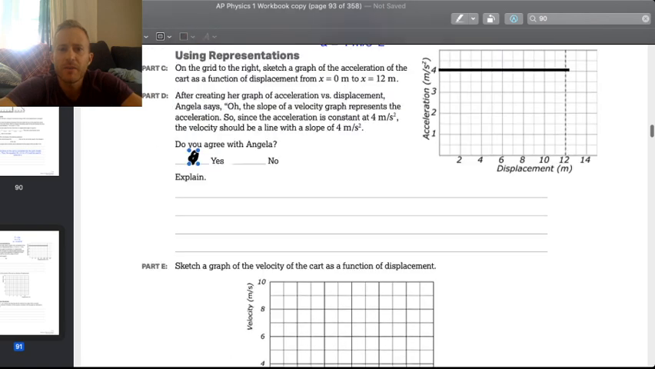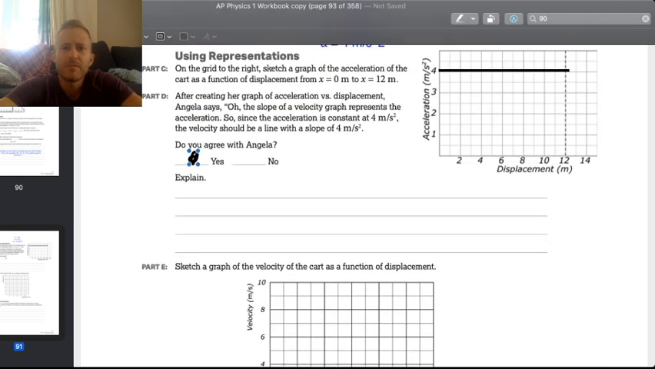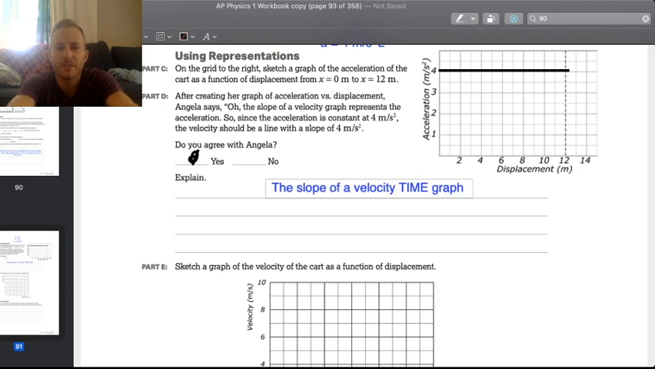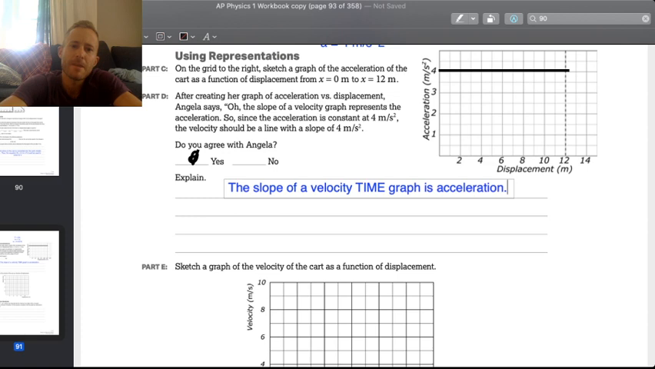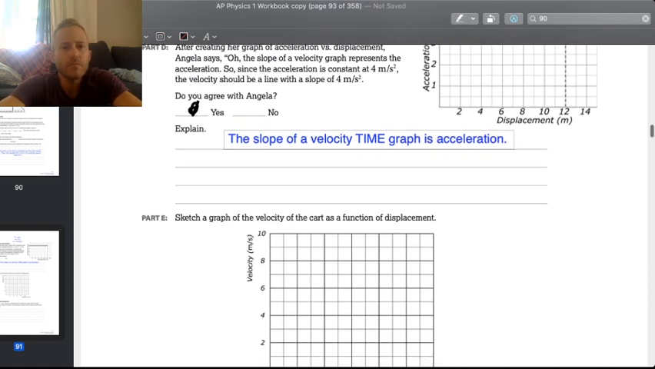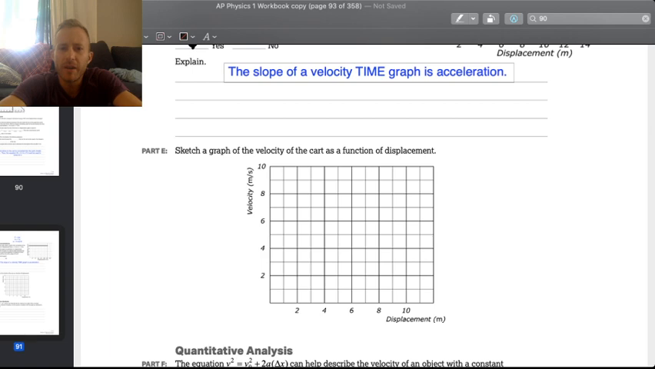Sketch a graph of. Well, one thing I would say is I'm going to add the slope of a velocity time graph is acceleration. You get what I'm saying? But we want velocity as a function of.